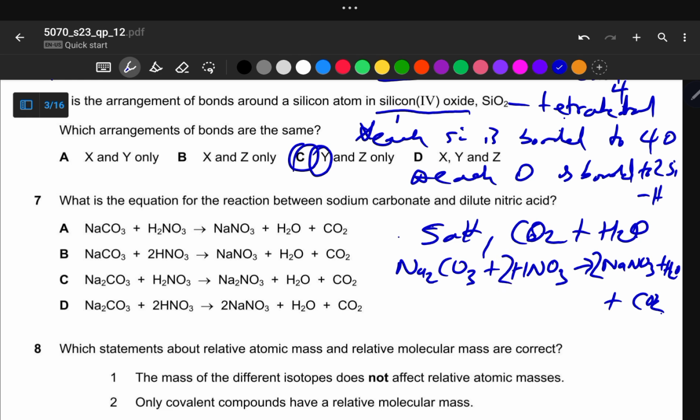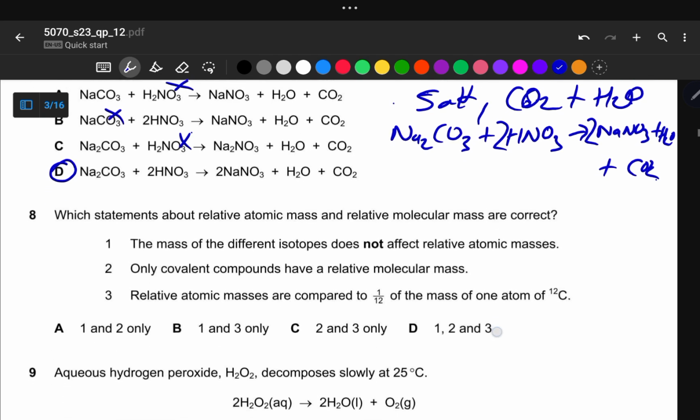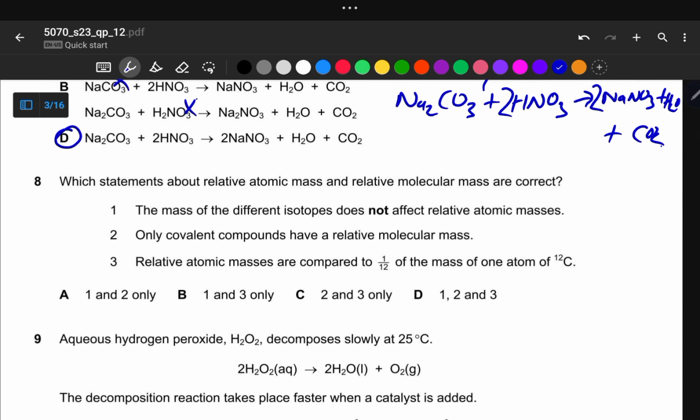So for option A, this is not the formula of nitric acid. This is very wrong. And then option B, this is not the formula of sodium carbonate. This is very wrong. And then for option C, this is also very wrong. And then we are left with option D. So we want to stick to the method of elimination so that we can understand why we choose our answer, right? So number 8 says, which statements about relative atomic masses and relative molecular masses are correct?